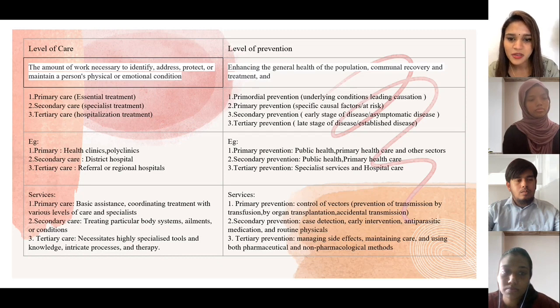Examples of primary prevention are public health, primary health care, and other factors. For secondary prevention, it's public health, primary health care. And tertiary prevention is specialist hospitals, services, and hospital care.